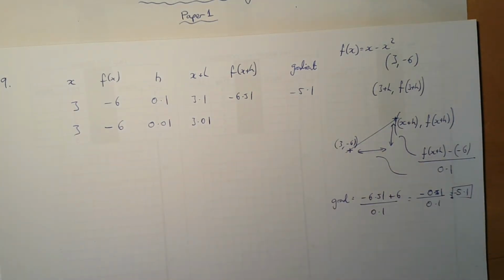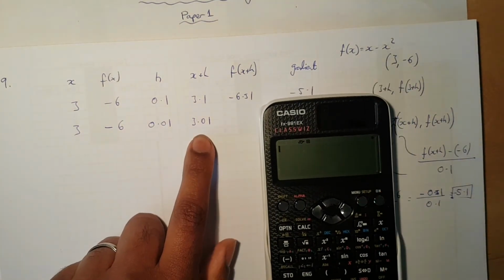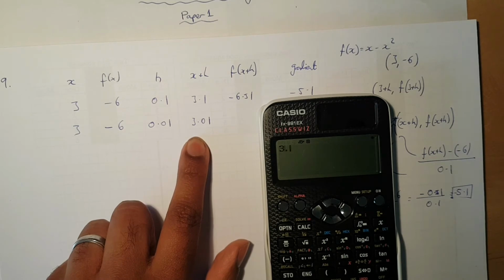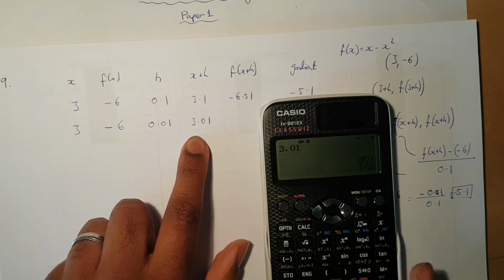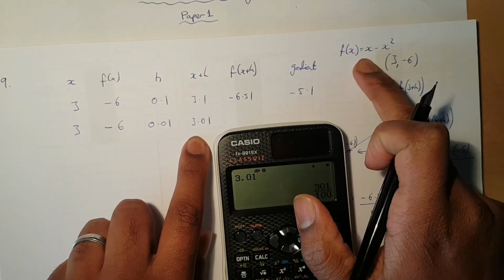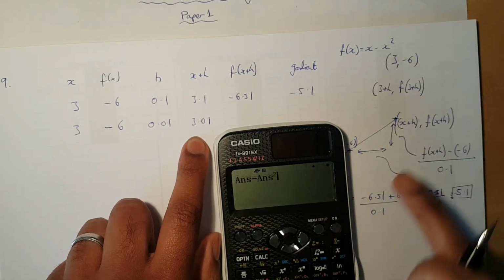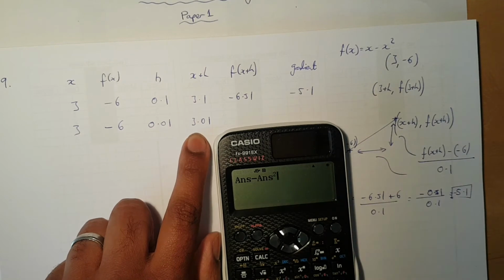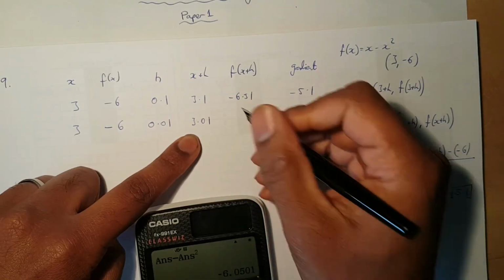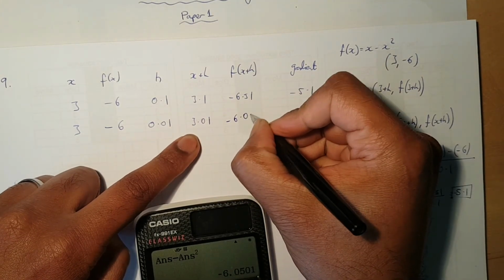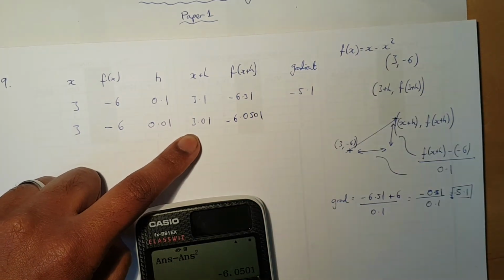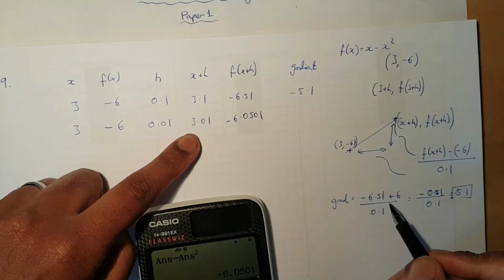f of x plus h then, well, I'm going to put my x value in, which we said was 3, so x plus h is 3.01. Let's make that equals, because in a minute I'm going to do my x value, which is the answer, minus the answer squared. That's a way of putting that in. And I get a value of -6.0501.